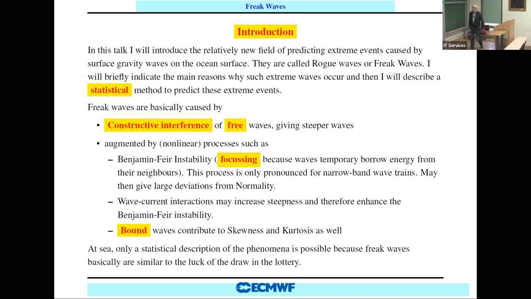Now, another process which may give rise to freak waves is wave-current interactions. They may increase steepness and therefore enhance the Benjamin-Feir instability. And then we also have bound waves. Bound waves are really connected to the free waves. For instance, an example of a bound wave is the second harmonic, a third harmonic, etc. Those harmonics do not propagate with the dispersion relation. They obey a different relation for the phase speed.